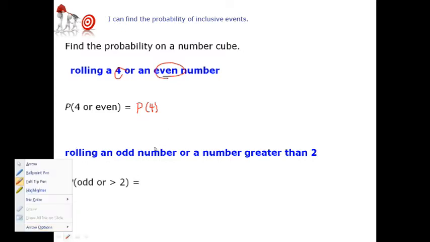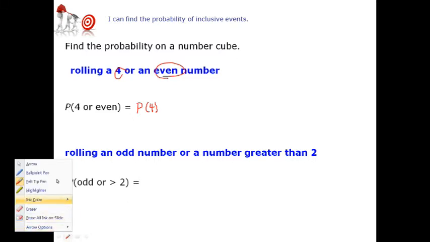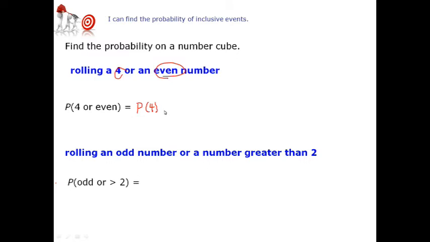No, I can't erase it. Okay. So I have the probability of the 4 plus the probability of even minus the probability of 4 and even. Okay? So the probability of rolling the 4 is 1 out of 6. The probability of rolling an even number, either 2, 4, or 6, is 3 out of 6.